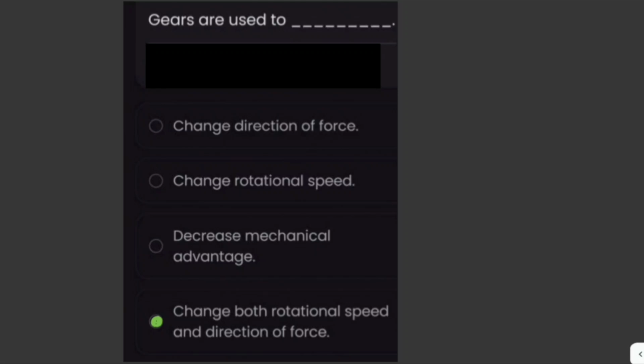Also, gears can change the direction of force. When two meshed gears have their teeth arranged in such a way that they rotate in opposite directions, the force and motion are redirected. For example, a pair of meshed gears can change the direction of rotation from horizontal to vertical or vice versa. So gears can change both rotational speed and direction of force.